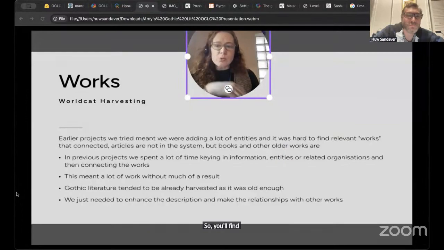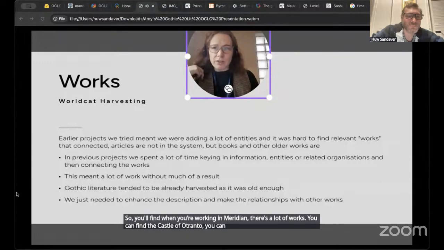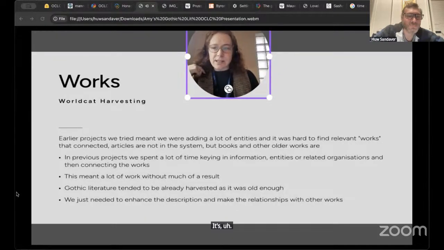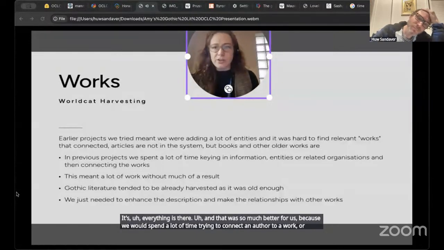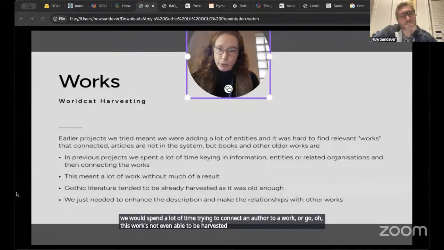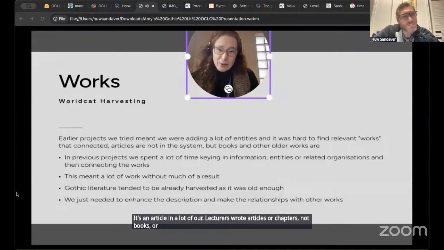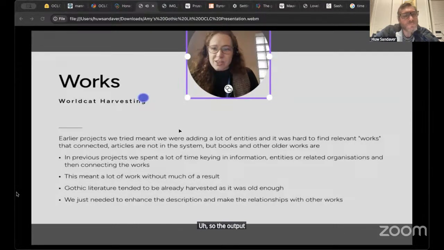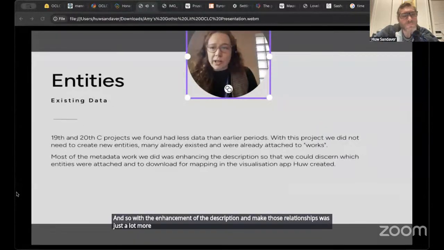So you'll find when you're working in Meridian, there's a lot of works. You can find the Castle of Otranto, you can find all the other editions. Everything is there. And that was so much better for us, because we would spend a lot of time trying to connect an author to a work, or go, oh, this work's not even able to be harvested because it's not a book, it's an article. And a lot of our lecturers wrote articles or chapters, not books, or they're a lot slower, so the outputs are just not as much there. And so the enhancement of the description and making those relationships was just a lot more enjoyable, a lot easier.